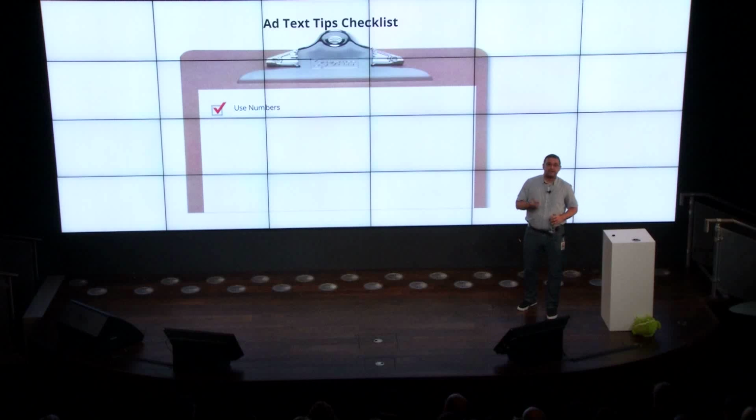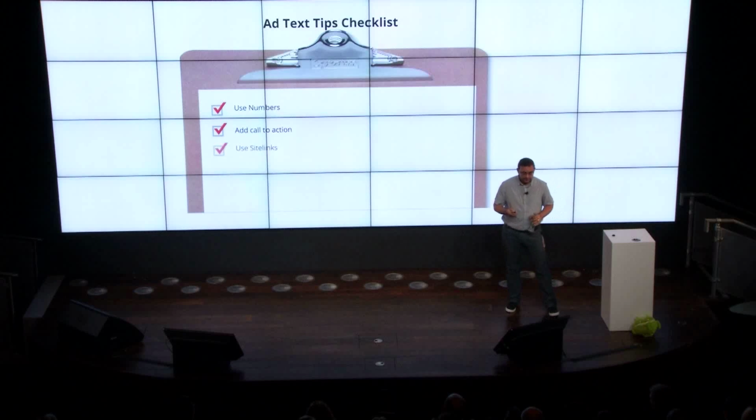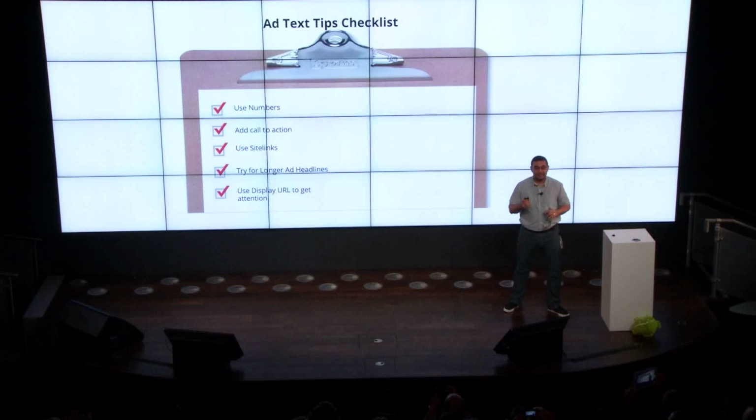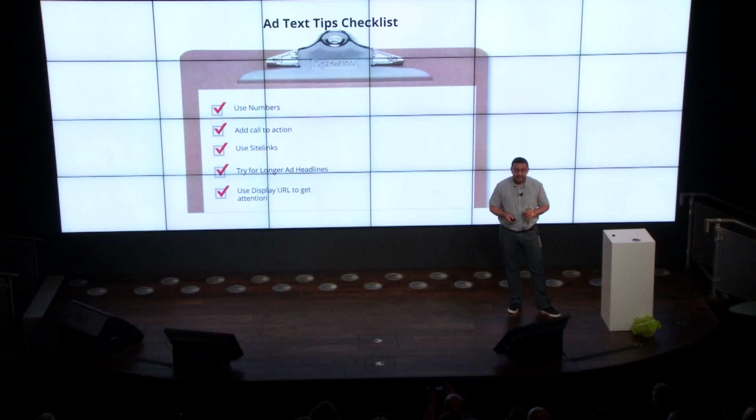Checklist. Use numbers. They are really important. They make the users click and convert. Add call to action. Site links, very important. Try to occupy more space over there, especially at the top. Longer ad headlines, very important. Use display URL to get attention and make them intercapitalized.